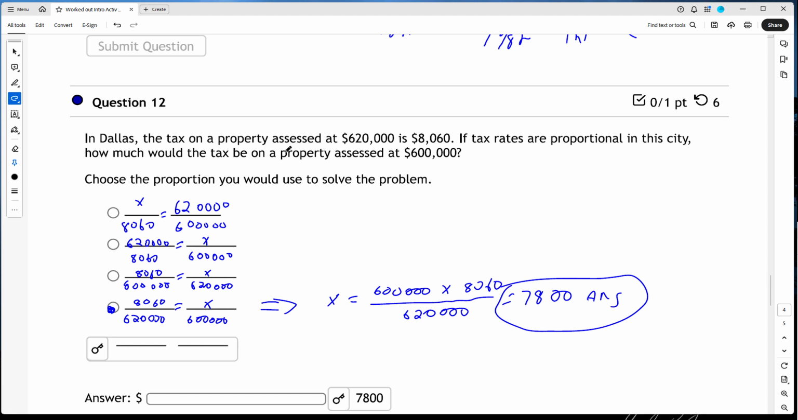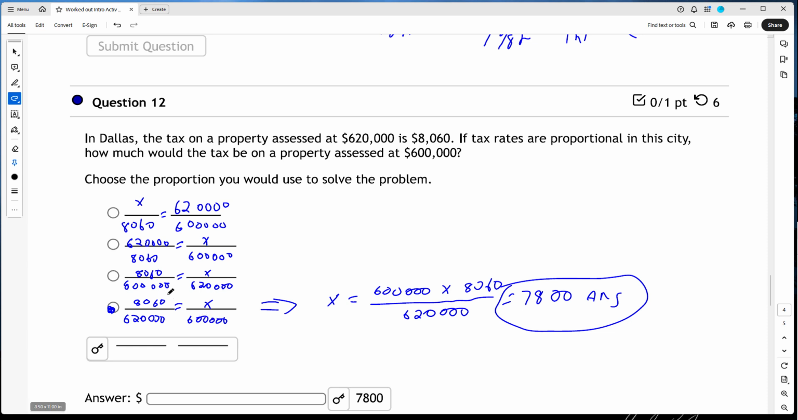In Dallas, the tax on a property assessed at $620,000 is $8,060. If the rates are proportional, how much tax would be on $600,000? Here, choose the proportion you would use. This is the proportion, where I have 8,000 is to 620,000, and then x is to 600,000. So we know that if $8,000 is taxed for 620,000, how much tax is going to be charged on 600,000?